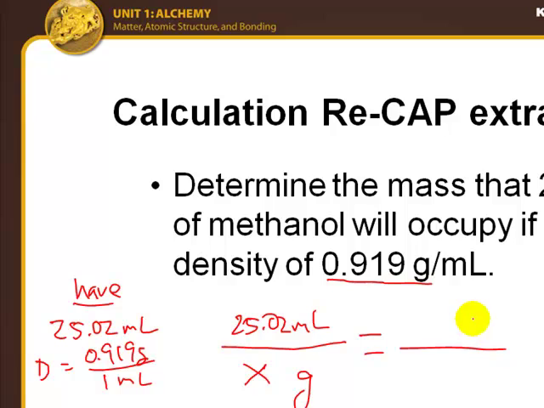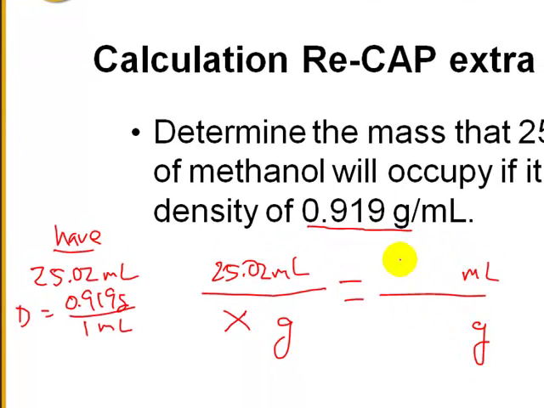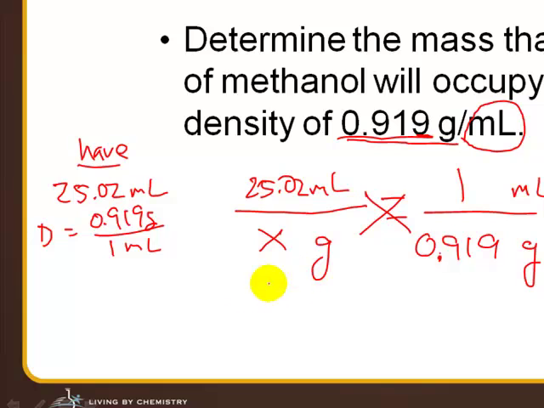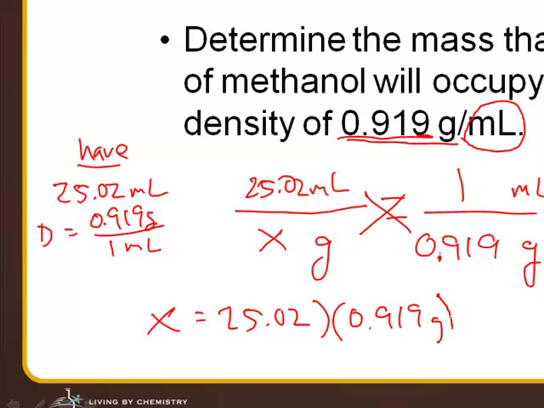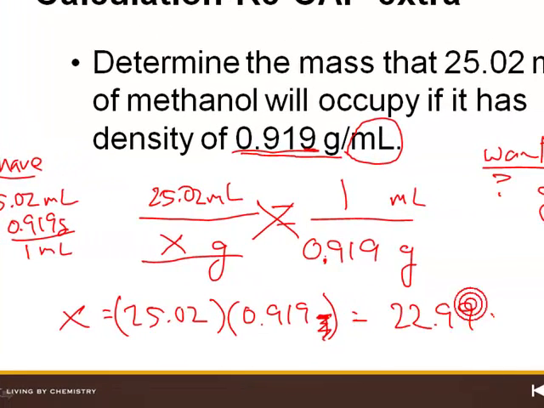So all I need to do is put milliliters on top and grams on the bottom. In this case, the number that goes with grams is this 0.919. And the number that goes with milliliters, well, there is no number here. Anytime you have a unit without a number, it is assumed that the number is 1. So the 1 goes right here. Then we've got a proportion set up, and all the math you have to do is cross multiply. X equals 25.02 times 0.919. I'm going to omit the units because proportion people don't have to worry about the units, since it's already done for you. You multiply those 2 numbers together, you get 22.99 grams as your answer.